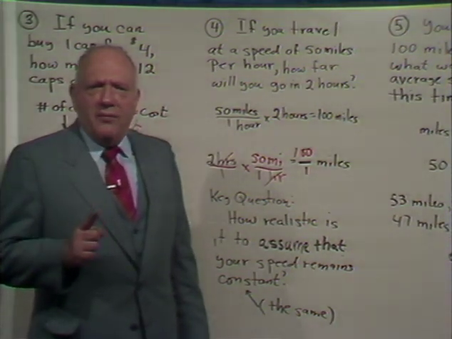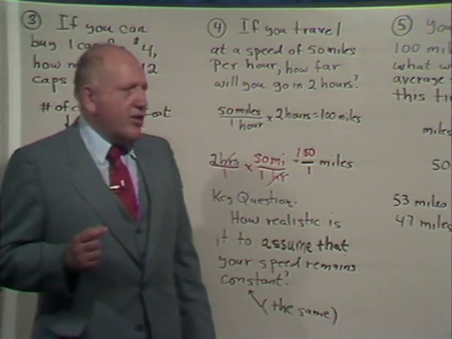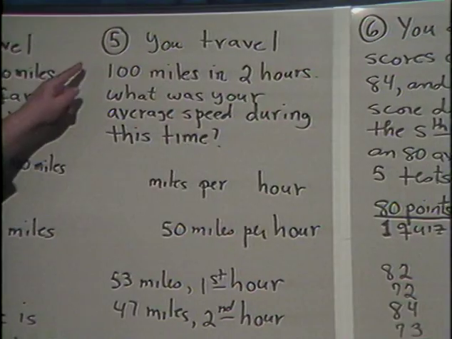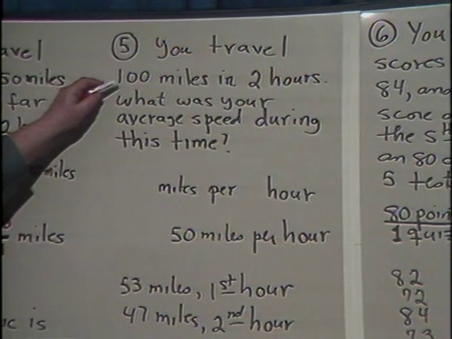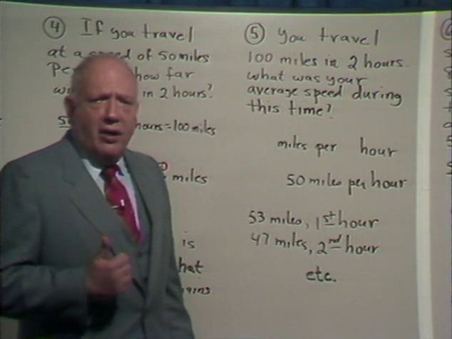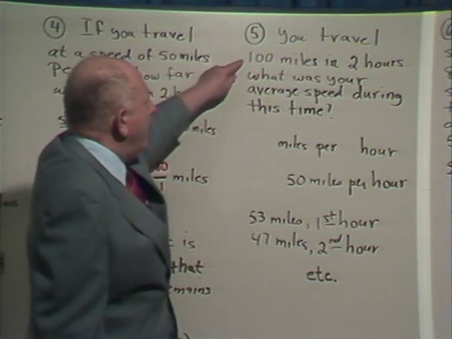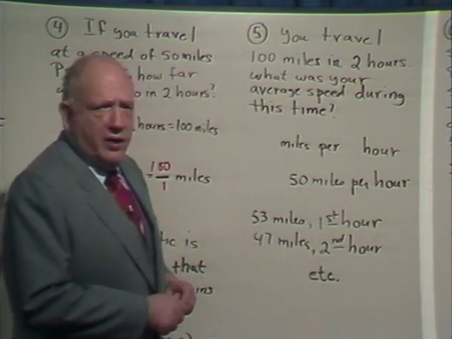See, let's look at the problem from a different perspective, and I want to introduce to you something called average speed. See, here's a more realistic approach. You can take your odometer and see how far you traveled. And you can take your watch and see how long it took you. So you could say, hey, I traveled 100 miles in 2 hours. What was my average speed during this time?